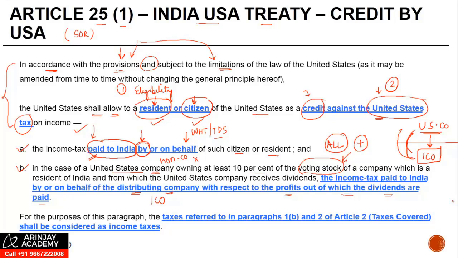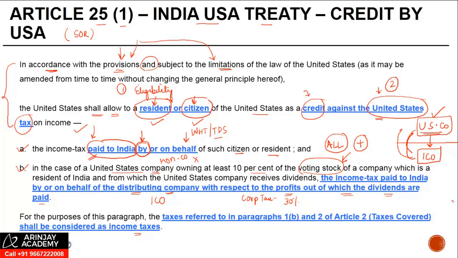So if this Indian company declares a dividend and dividend is declared out of certain profits on which it pays a corporate tax, right? If the dividend is received by a US company which is owning at least 10% of the voting stock in this company, then the US company shall also be entitled to the proportionate credit for the taxes paid by the Indian company. For the purpose of this paragraph, the taxes referred to in paragraph 1b and 2 of Article 2 shall be considered as income taxes.